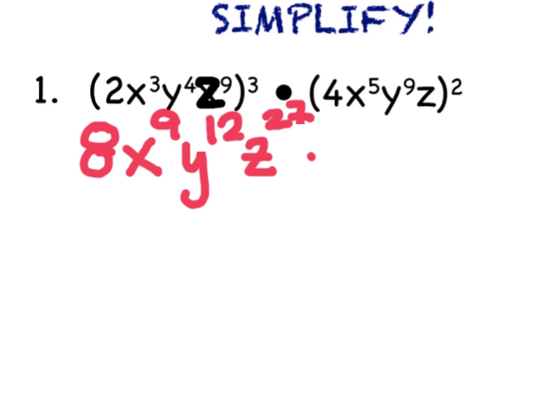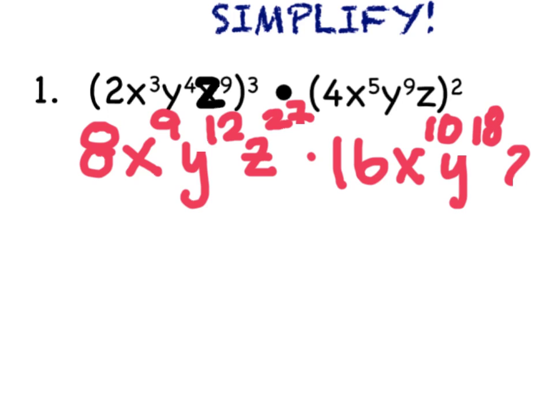Times, I'm going to raise everything in the second set of parentheses to the power of 2, or square it. So 4 squared is 16 times x to the 10th, y to the 18th power, and z to the power of 2.